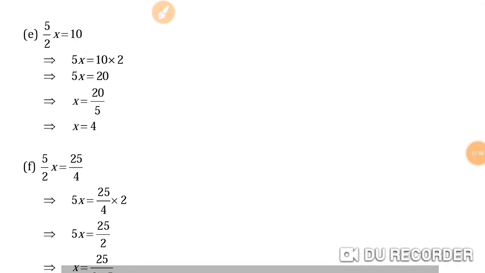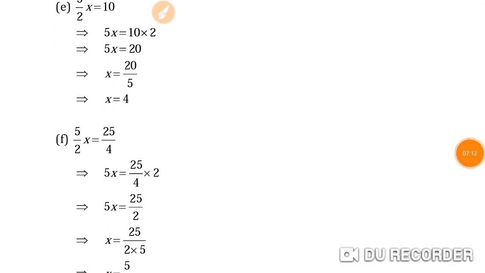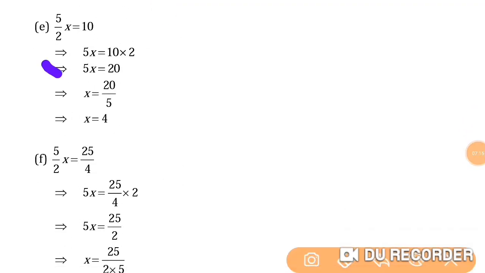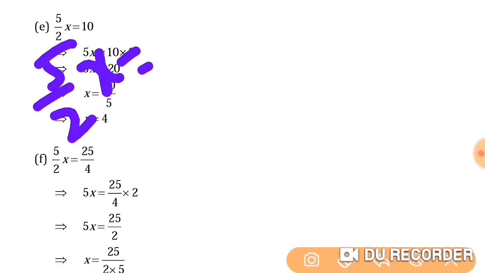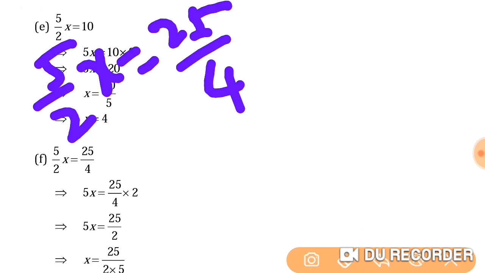Then I'll show the E1. E1 is 5 by 2 x is equal to 25 by 4. So first transfer; there is no addition or subtraction in the LHS, only 5 by 2 x is there. So directly we can go for the multiplication and division here.